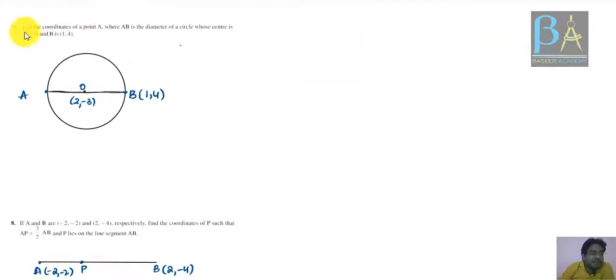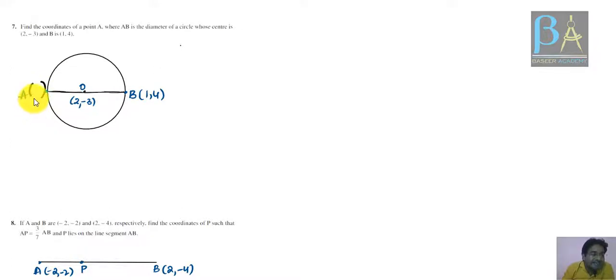Now the question number 7 says, find the coordinates of a point A where AB is the diameter of a circle whose center is (2, minus 3) and B is (1, 4). So I've drawn a circle for you, and then we have AB, which is the diameter of the circle. Obviously the diameter of a circle passes through the center of the circle. The center of the circle is already given to us as (2, minus 3), and then one end of the diameter is given as (1, 4), and I want to find out the coordinates of the other end of the diameter.